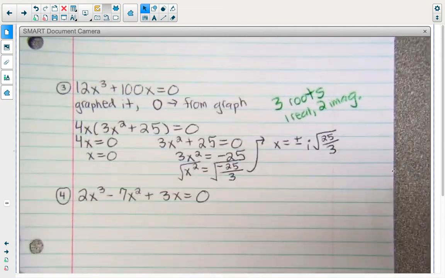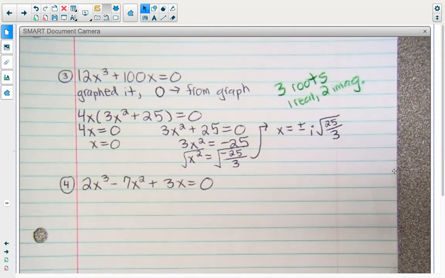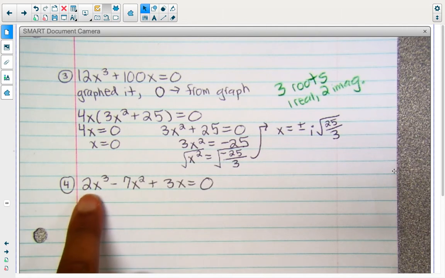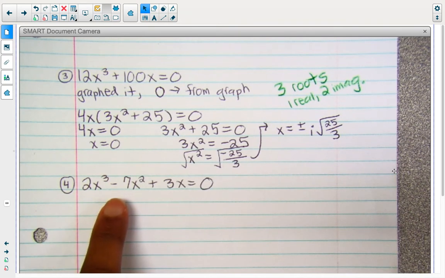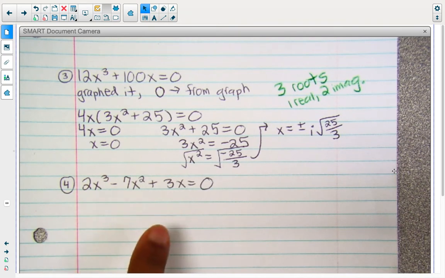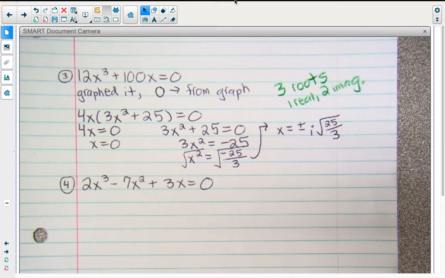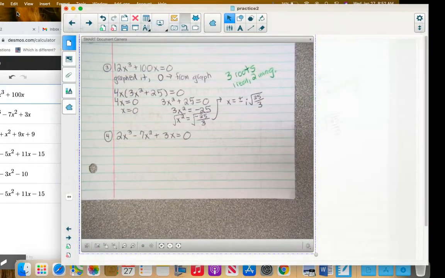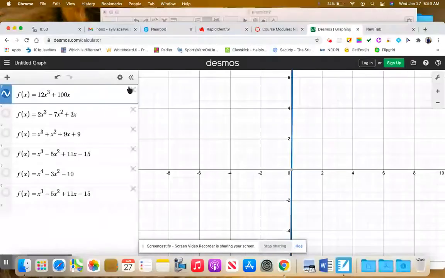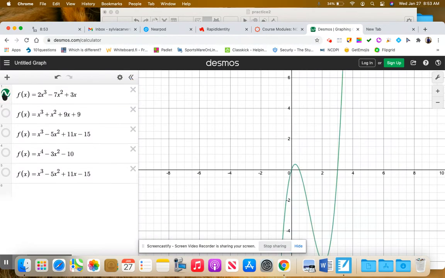So number 4, I got 2x to the third minus 7x squared plus 3x equals 0. Your first instinct, go graph it, go use our best friend Desmos, and let's see what we can get from the calculator. So 2x to the third minus 7x squared plus 3x is equal to 0. So let's go see what Desmos gives us. So I already typed this in. Let's get rid of this first one, and we are on this one, okay?